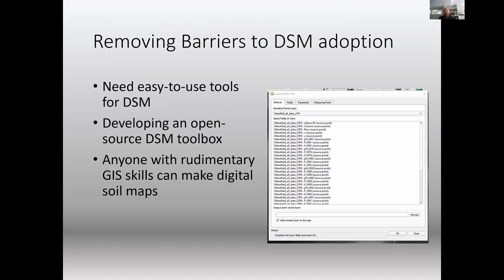The first one is removing barriers to digital soil map adoption. Our approach to this is to develop easy to use tools for DSM. This is actually a WIN-funded project that one of my graduate students is working on right now. Essentially, we're building an open source digital soil mapping toolbox for the software QGIS. So anyone who has rudimentary skills in GIS can load their data, process it through this toolbox, and generate statistically valid and usable digital soil maps.